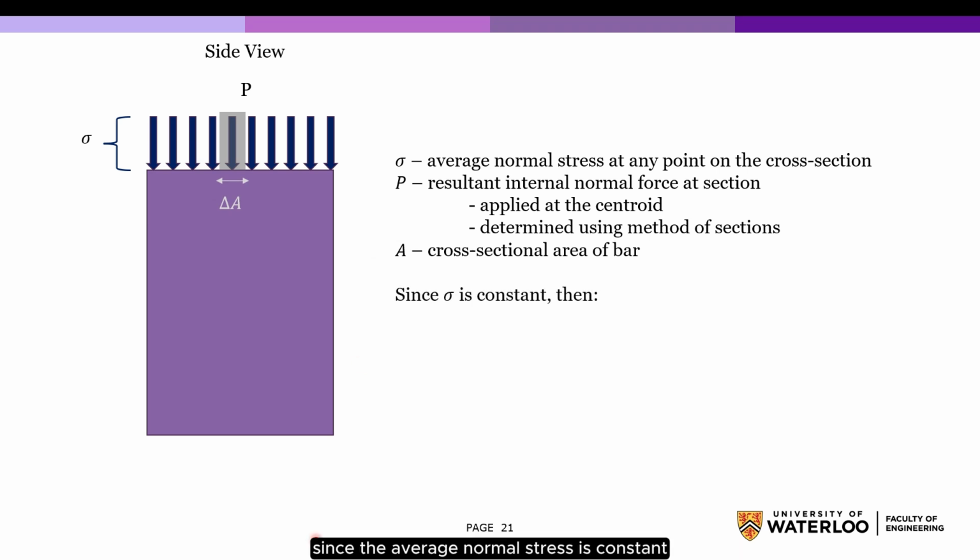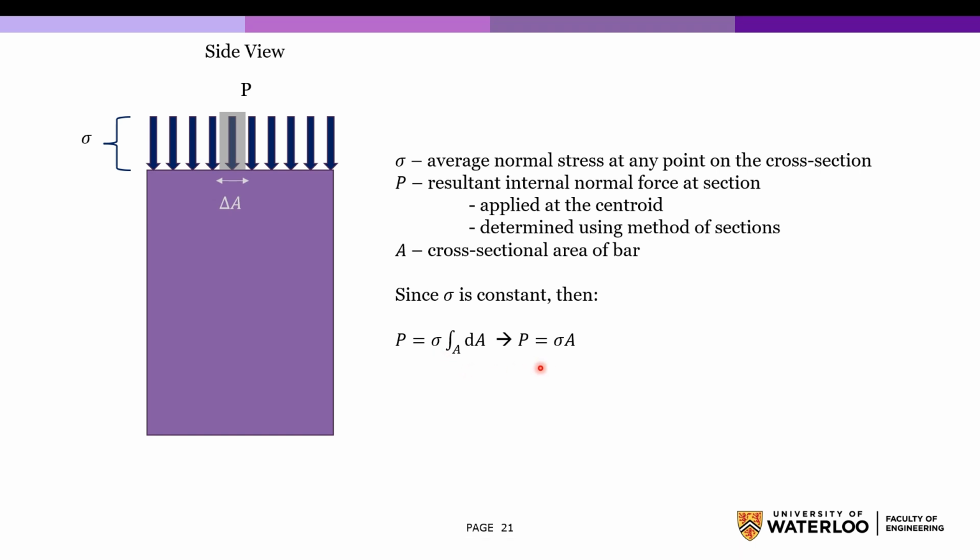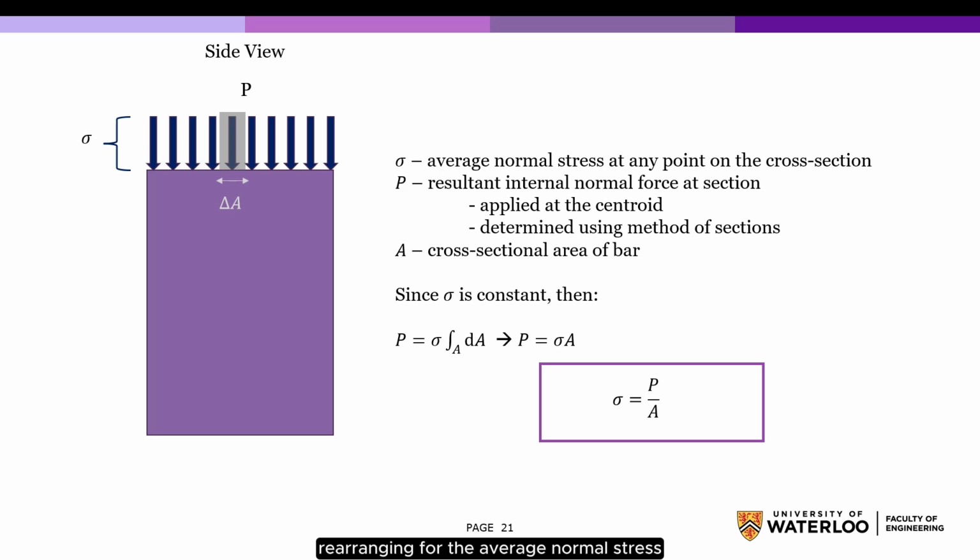Since the average normal stress is constant, then the internal normal force is equal to the average normal stress multiplied by the definite integral of dA, which we can just write as the average normal stress multiplied by the area. Rearranging for the average normal stress, we get the formula, the normal force divided by the area.